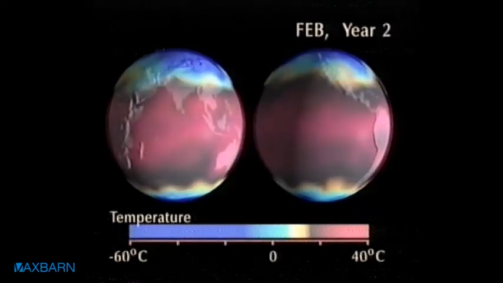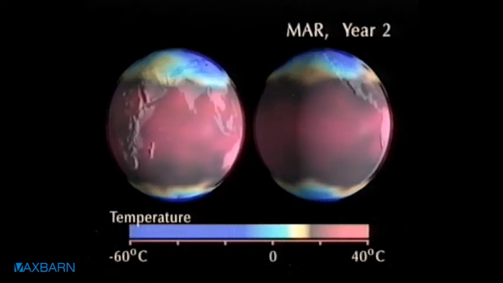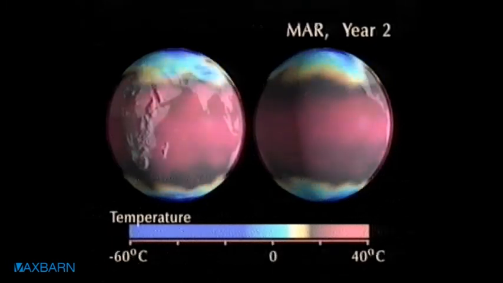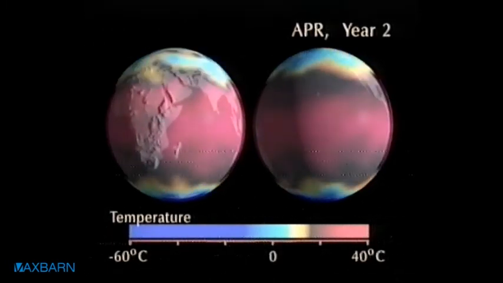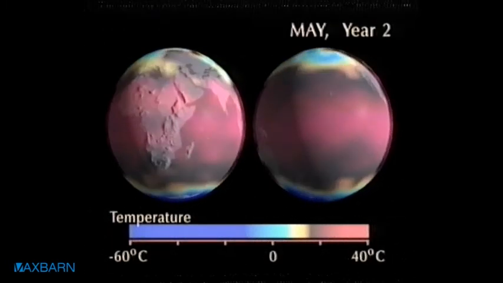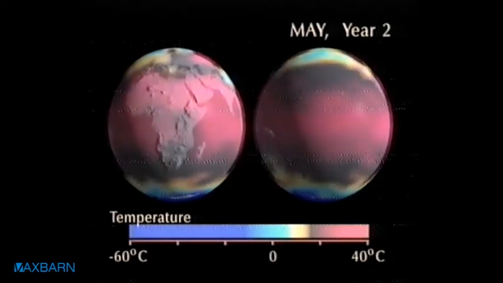We see the contrast between land and sea as the continents show temperature extremes in both winter and summer. In winter, colder air penetrates further toward the equator over the continental areas than over the oceans.